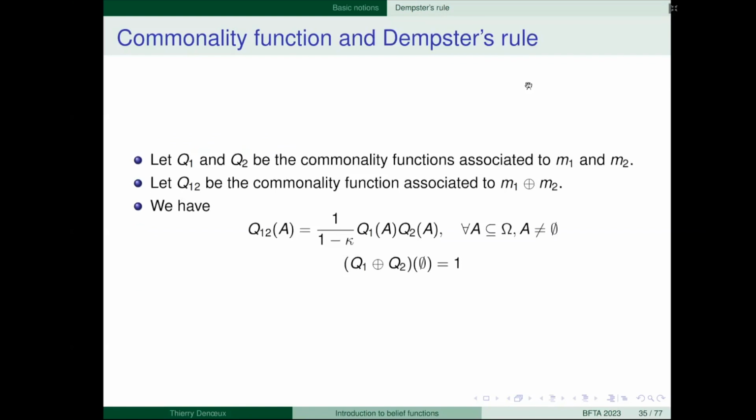If Q1 and Q2 are commonality functions associated to M1 and M2, then Q12, the commonality function associated to the orthogonal sum of M1 and M2, can be computed like this by just multiplying Q1 and Q2 pointwise, okay? So this is of course much simpler than taking all the intersections of the focal sets, at least conceptually. So this commonality function is very useful for that, because it has this remarkable property with respect to Dempster's rule. It is very easy in the space of commonalities to combine information. You just combine the commonalities pointwise.